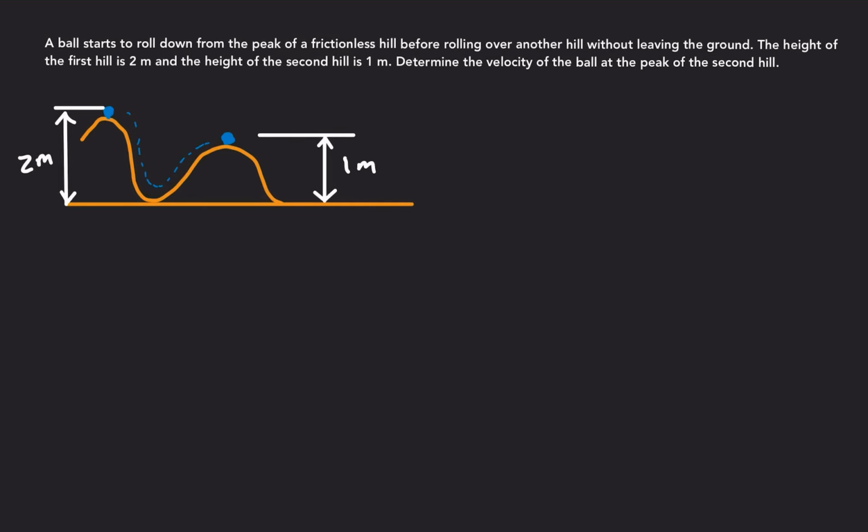A ball starts to roll down from the peak of a frictionless hill before rolling over another hill without leaving the ground. The height of the first hill is 2 meters, and the height of the second hill is 1 meter. Determine the velocity of the ball at the peak of the second hill.